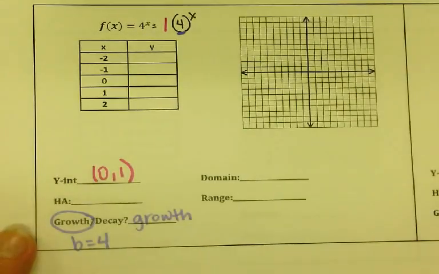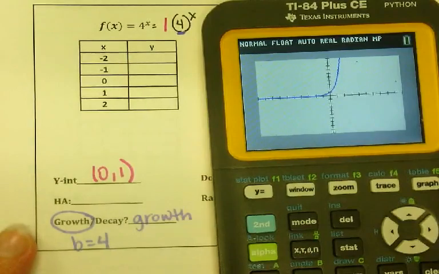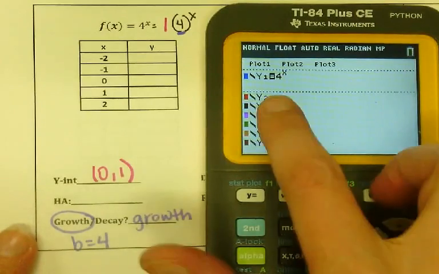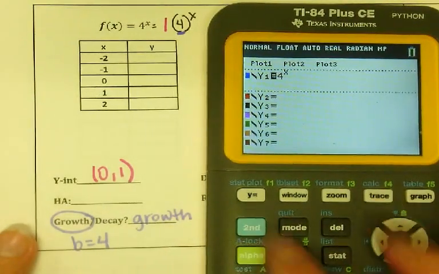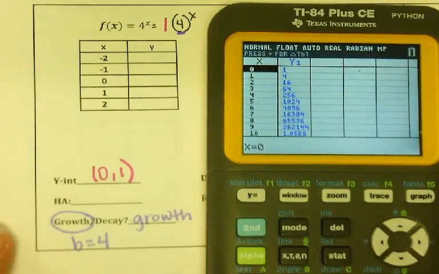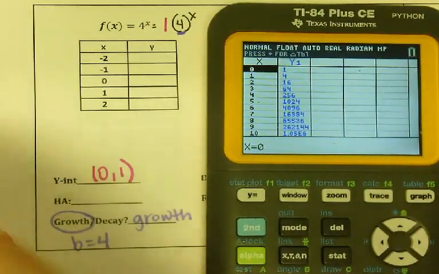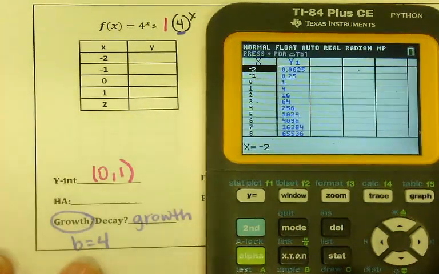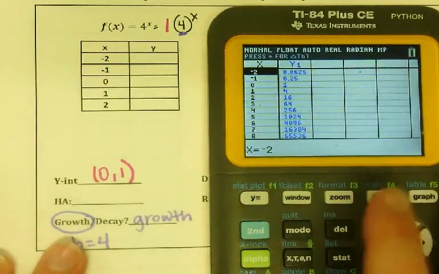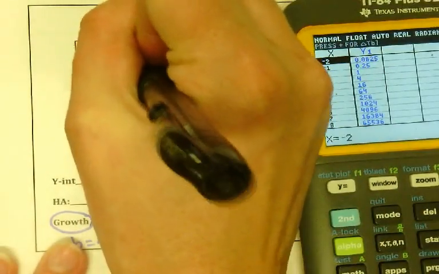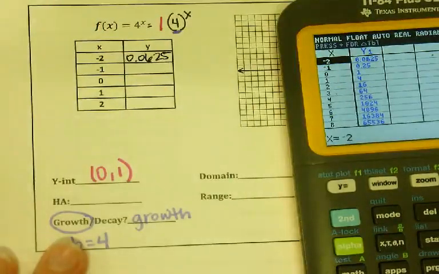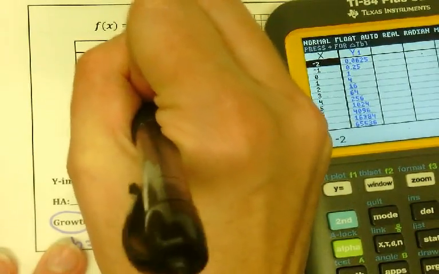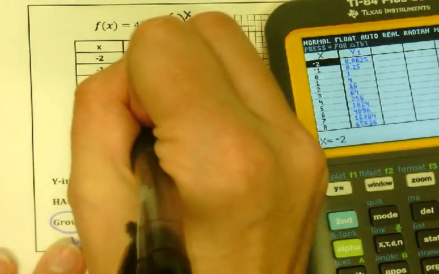Now, I've already graphed it here, but we're not just going to draw a random curve on the line. I actually want to get some good points. So I'm going to say y equals 4 to the x, and then go to my table. I hit second table, and I'm going to scroll up so it matches these. Looking at the points in my table, the first one is 0.0625, and then 0.25, 1, 4, and 16.